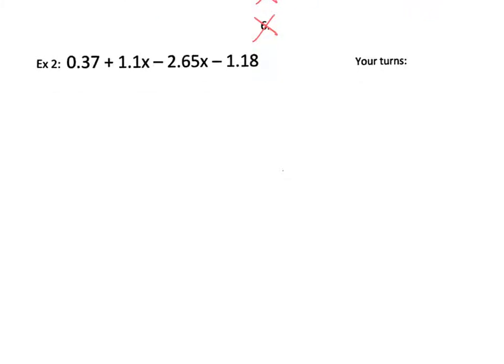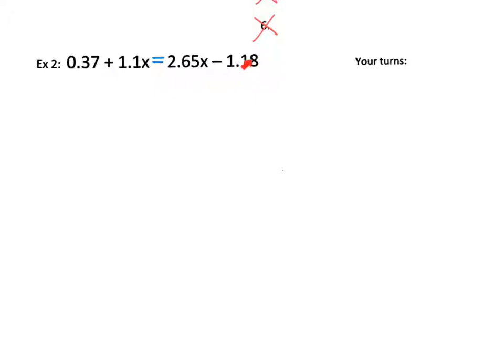Example 2, we have 0.37 plus 1.1x minus, oh, there's a typo here. I apologize. Go ahead and put in equals here in the middle. That should be 0.37 plus 1.1x equals 2.65x minus 1.18.